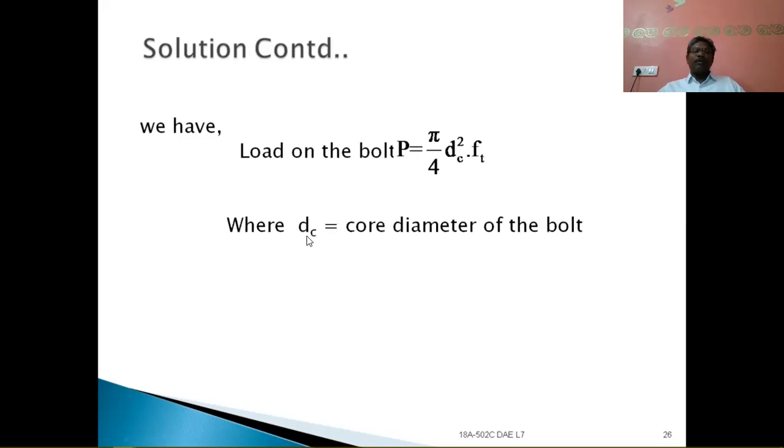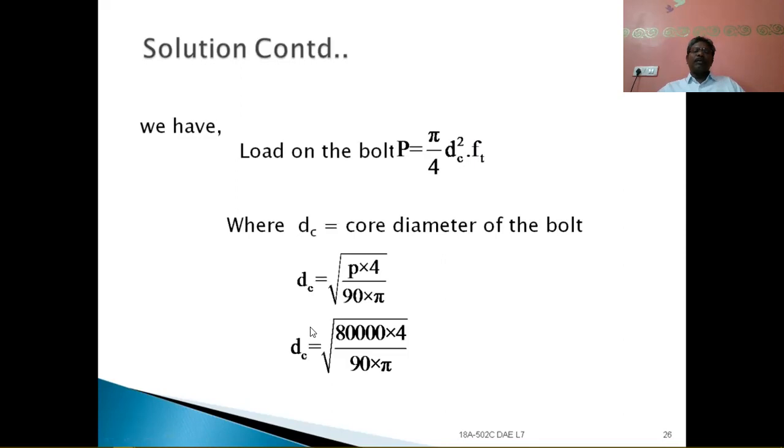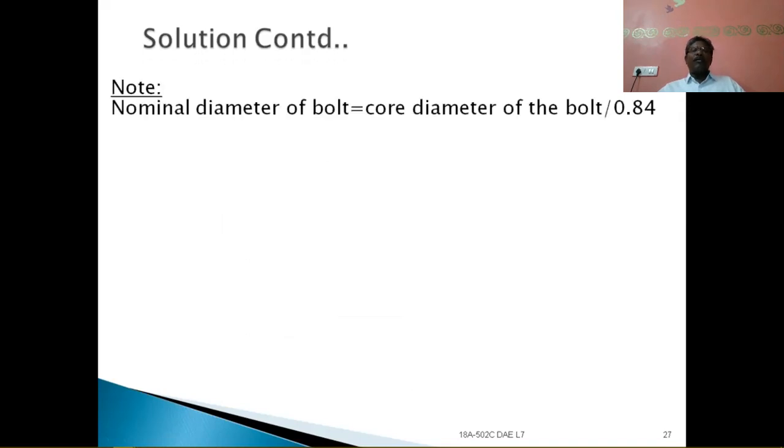DC is equal to core diameter of the bolt. So if you substitute all the values, as we have the P value and the Ft value, you are going to get the core diameter, that is 33.64. 33.64 will be the core diameter. So with this core diameter, we are also going to calculate the nominal diameter.